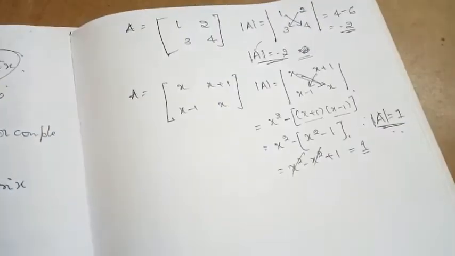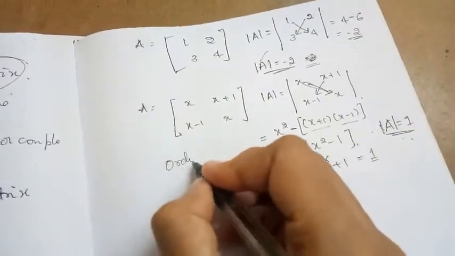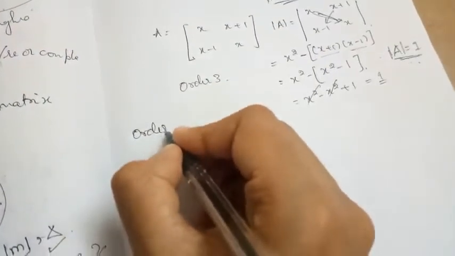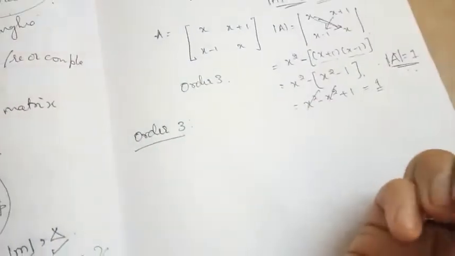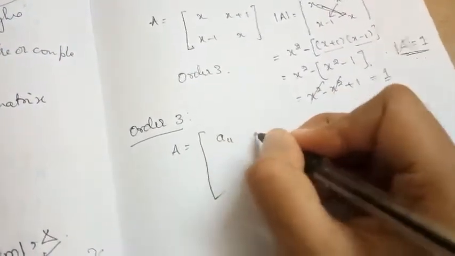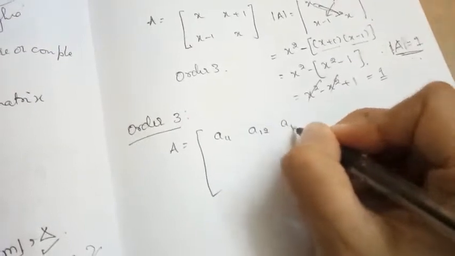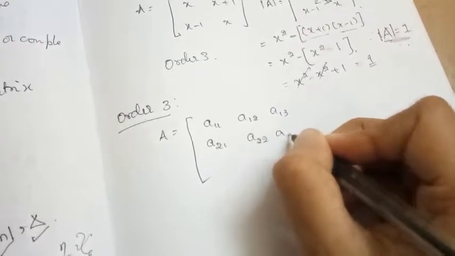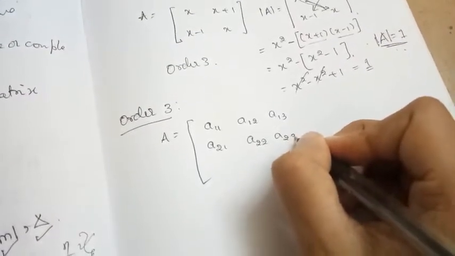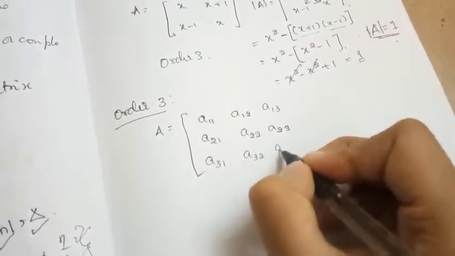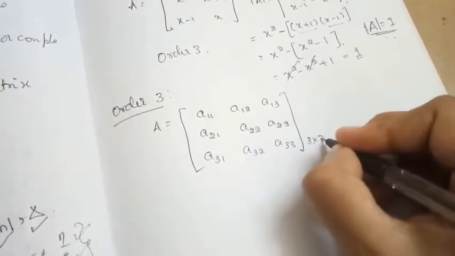This is how we solve a matrix of order 2. Now let us proceed with how we find the determinant value of a matrix of order 3. First let us consider a matrix A of order 3. I will write it in the standard notation so that you will not get any confusion: a11, a12, a13, a21, a22, a23, a31, a32, a33. So now this is a matrix A of order 3 cross 3.